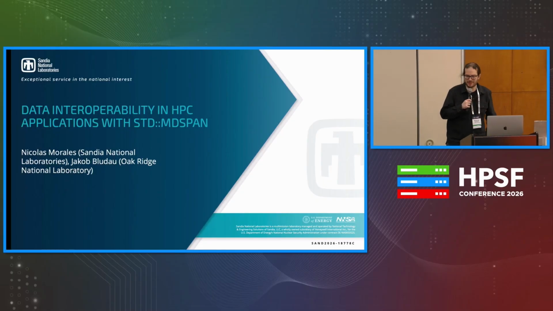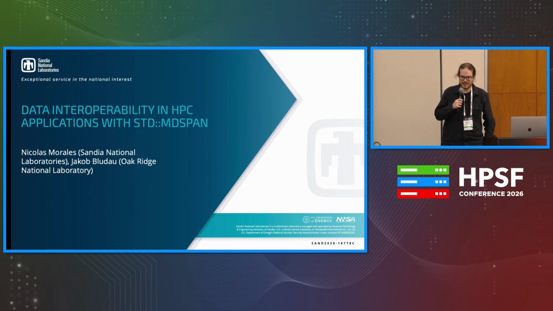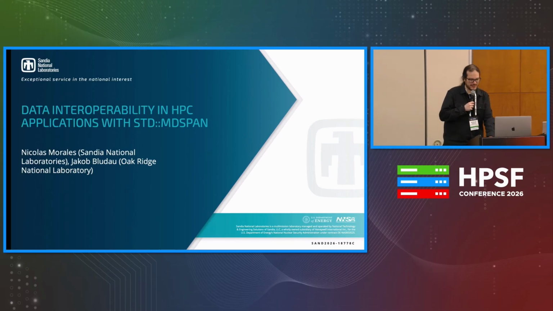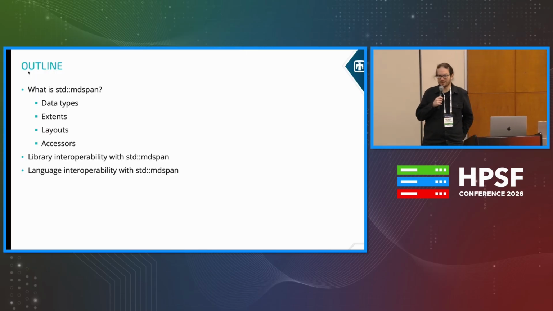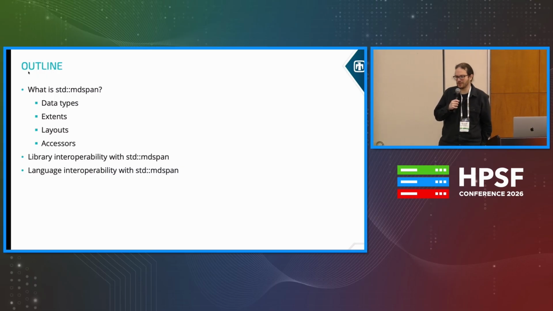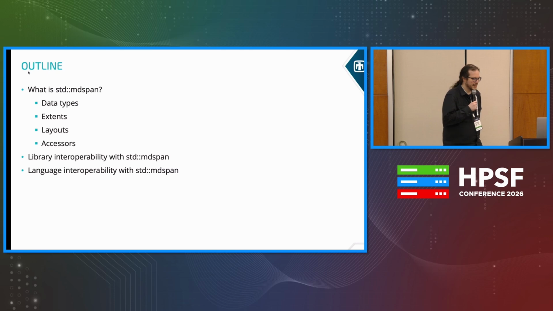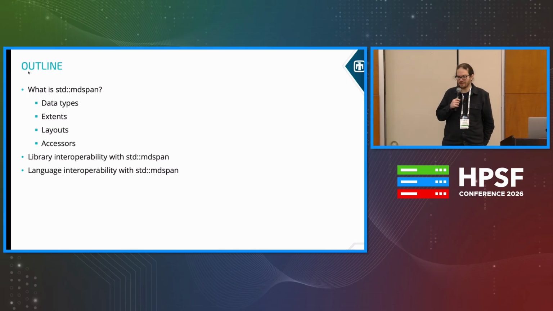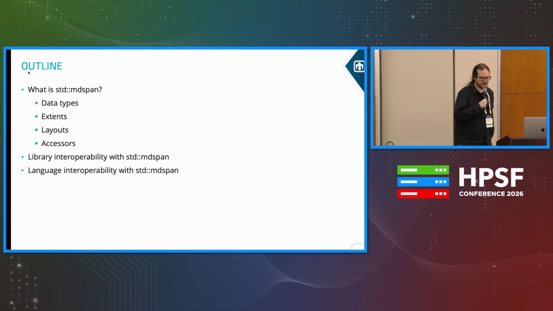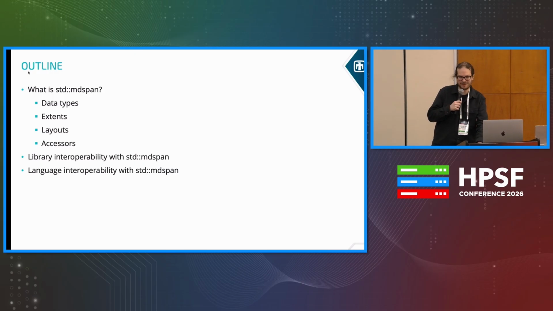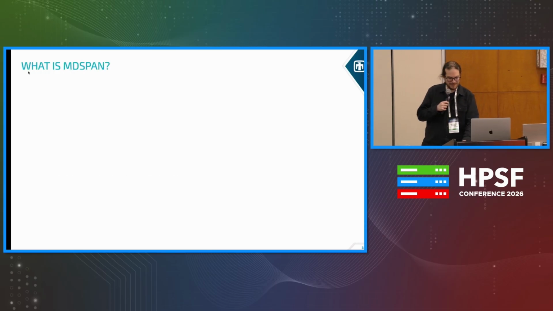And today I'm going to be talking about how we can use new additions to the C++ standard, std::mdspan, for interoperability in HPC applications. So just a brief overview of what I'm going to talk about. For those of you who are not familiar with std::mdspan, I'm going to be talking about that and how it can be a powerful representation for multidimensional data. And then I'm going to talk about how we can use this for interoperability both between different HPC libraries and then also different programming languages, which is very exciting. Just as a sneak peek, I have one slide with Fortran on it. Ooh. All right, what is mdspan?